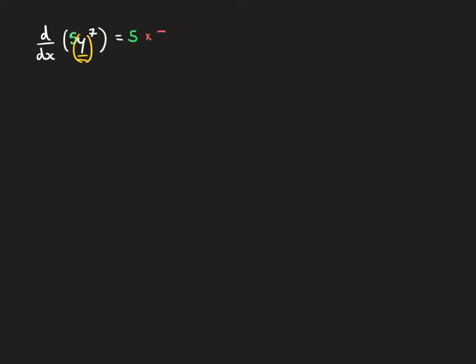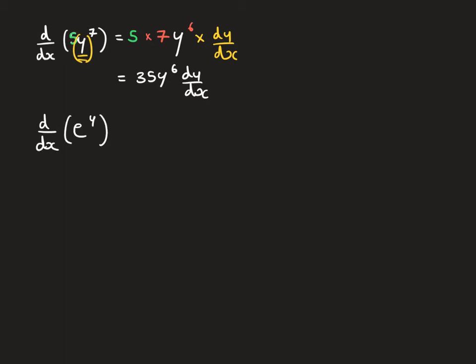So multiply by the power, reduce the power of the inner function by 1, and then multiply by the derivative of that inner function, dy by dx, and we get 35y to the power 6 dy by dx using the chain rule. And we can make use of the chain rule in lots of different examples when we differentiate implicitly.